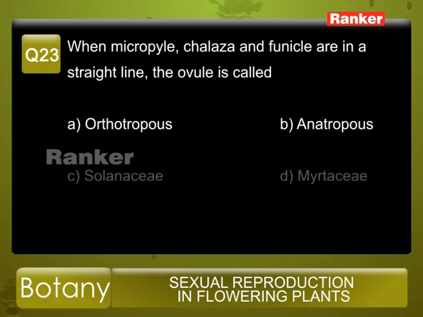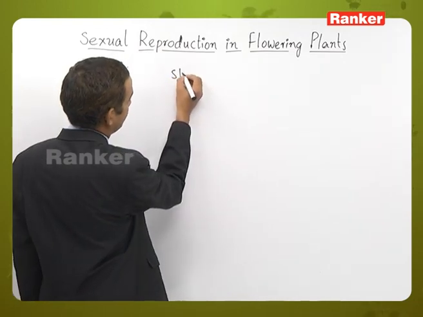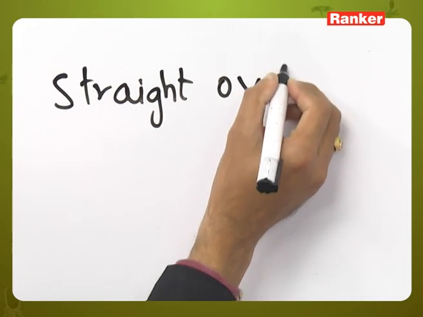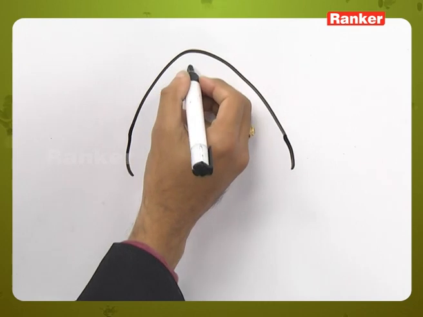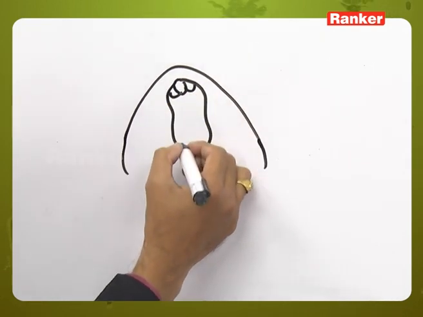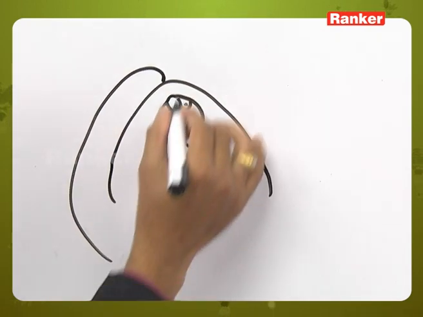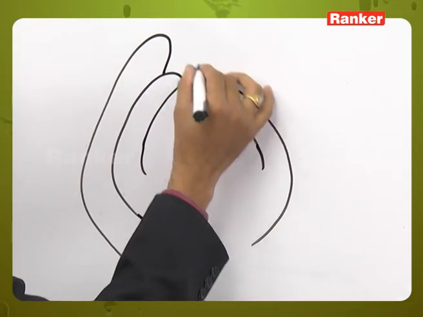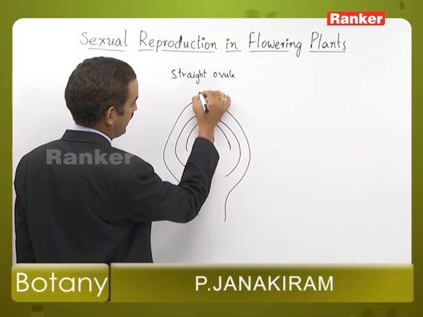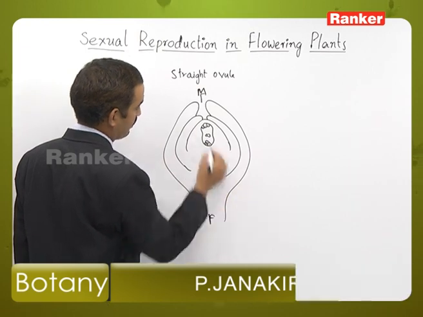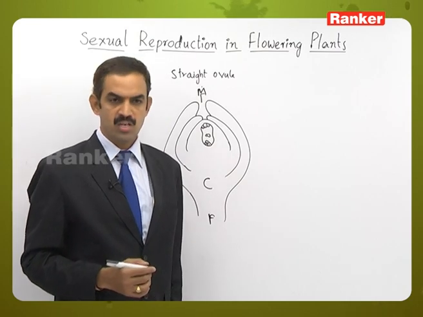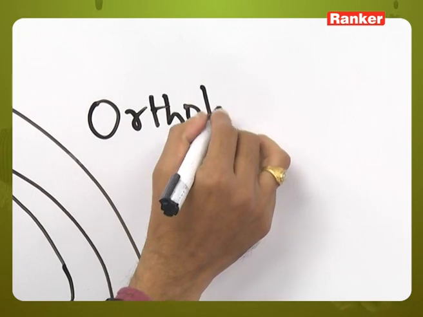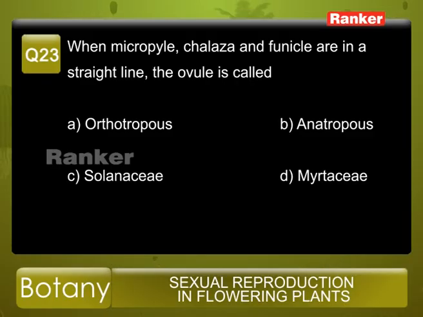Question number 23. When micropyle, chalaza and funicle are in a straight line, the ovule is called. The given options are A, orthotropous, B, anatropous, C, solanaceae, and D, myrtaceae. So here the straight ovule, this is a nucellar part where the embryo sac is present, and this is the integument and the chalaza. So micropyle, chalaza and funicle, all the three are present on a straight line. So we call this a straight ovule, or otherwise called an orthotropous ovule. So from the given options, option A is the correct answer.